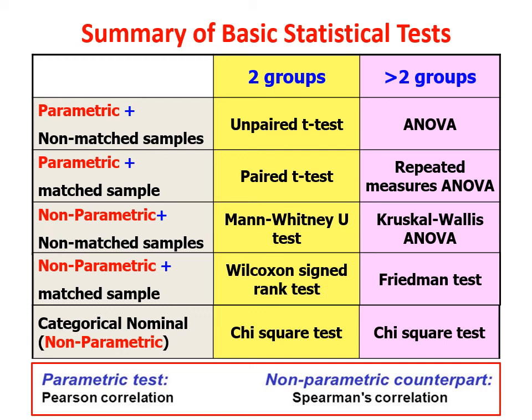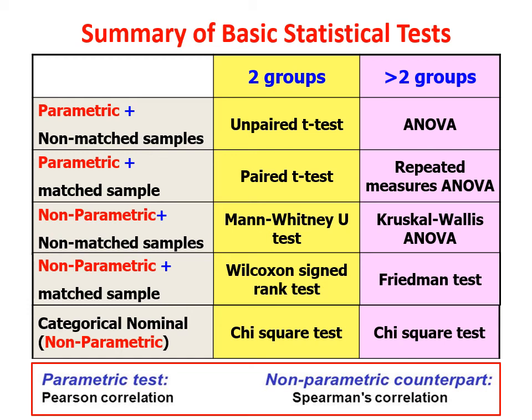Categorical data is of course nominal and non-parametric. We use chi-square, either for two groups or more than two groups. As regarding more than two groups, three or more, again, parametric or non-parametric, matched or non-matched.